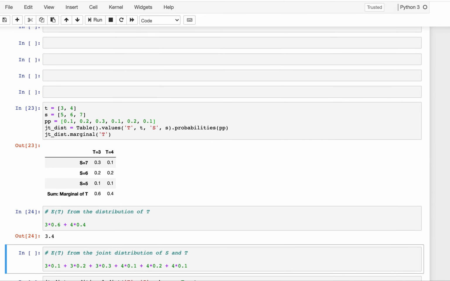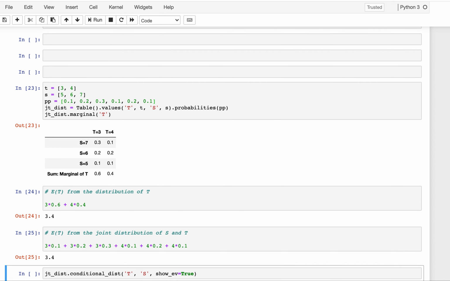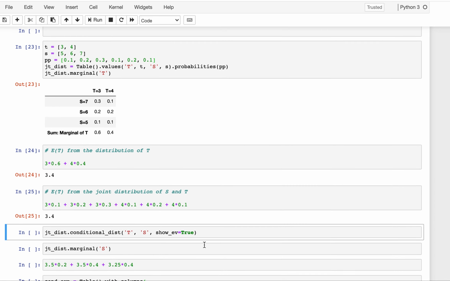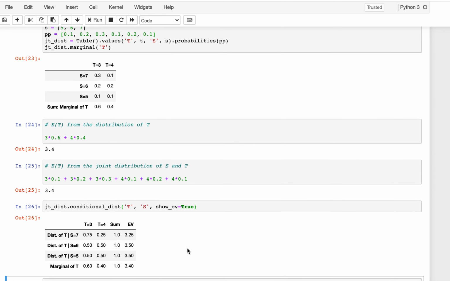You can also extremely laboriously find the expectation of t by going cell by cell in the joint distribution table. So t is 3 here, so 3 times 0.1 plus 3 times 0.2 plus 3 times 0.3 and then 4 times 0.1, 4 times 0.2 and 4 times 0.1 again, and that's this calculation here, which gives you the same 3.4. But now you can also do it by conditioning on s.